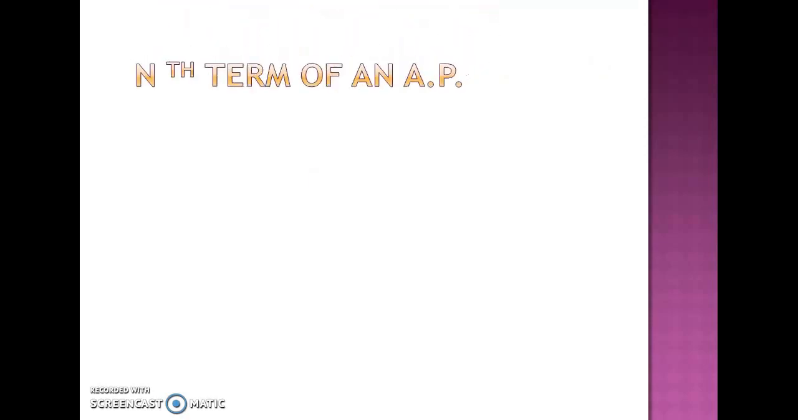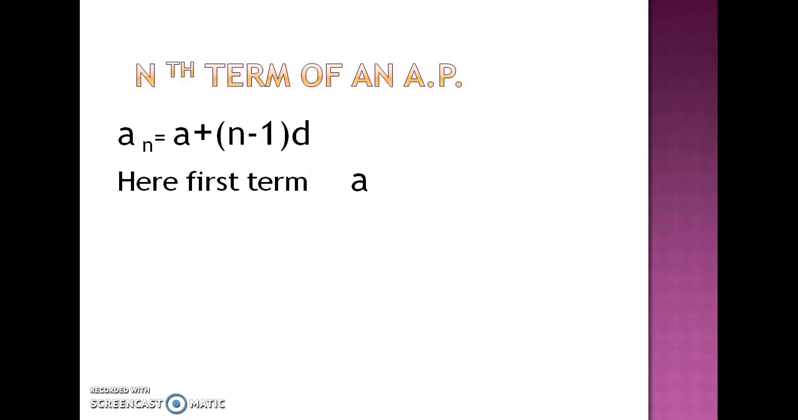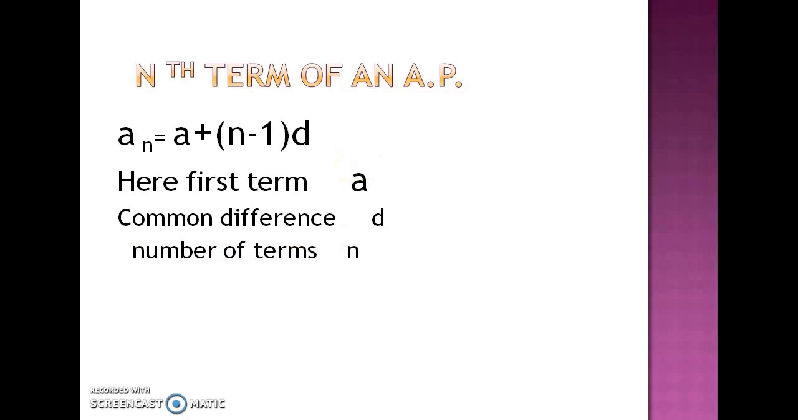Now you all understood the general form of an AP. Now we'll go to the next concept, the nth term of an AP. The nth term of an AP is An, that is A plus (n minus 1) into D. Here the first term is A, D represents the common difference, the number of terms is denoted by n, and An is the nth term of an AP.